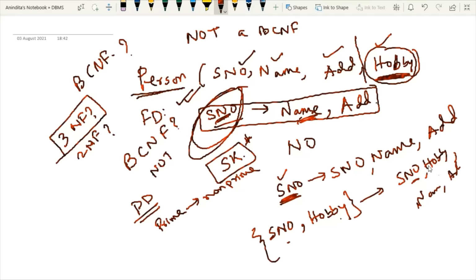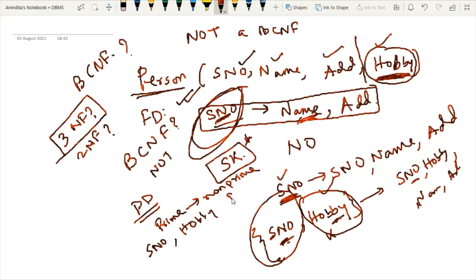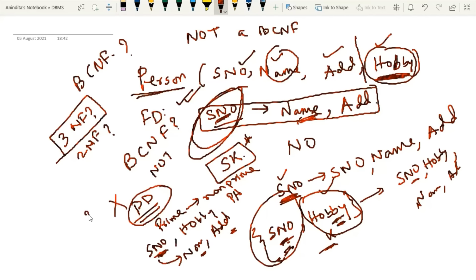So in this case, S number and hobby together is the key. So which ones are the prime attributes? S number and hobby. And which ones are the non-prime attributes? Name and address. Now, from any subpart of the key, will I be able to reach any non-prime attribute or not? Does there exist a relation where from S number I am getting name, or from S number I am getting address? It is happening, right? So there exists a partial dependency. So it is not in 2NF also.